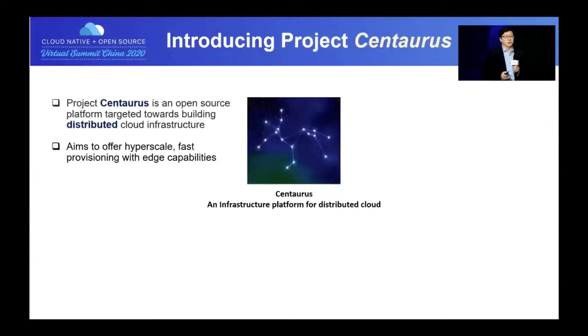So now I'm pleased to announce and introduce to you the new open source project called Centaurus. The goal of Project Centaurus is to provide a new infrastructure platform in a more cloud-native way for any company to build scalable and unified infrastructure for the public or private cloud. The Centaurus platform is designed from the beginning with hyperscale, edge computing, and fast compute network provisioning in mind.